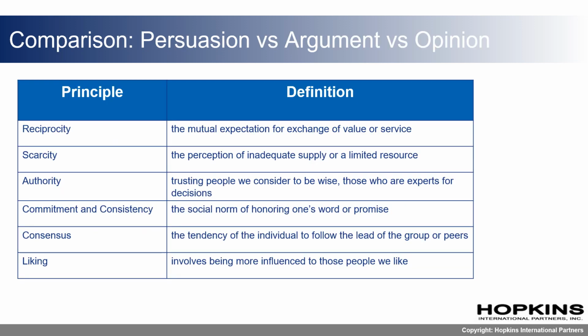In summary, the 6 principles of Cialdini are: 1. Reciprocity is the mutual expectation for exchange of value or service. 2. Scarcity is the perception of inadequate supply or a limited resource. 3. Authority is trusting people we consider to be wise, those who are experts for decisions. 4. Commitment and consistency is the social norm of honoring one's word or promise. 5. Consensus is the tendency of the individual to follow the lead of the group or peers. 6. Liking involves being more influenced to those people we like.